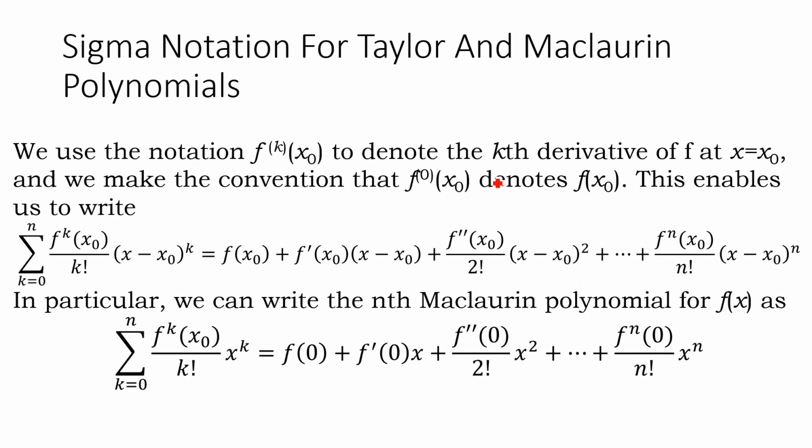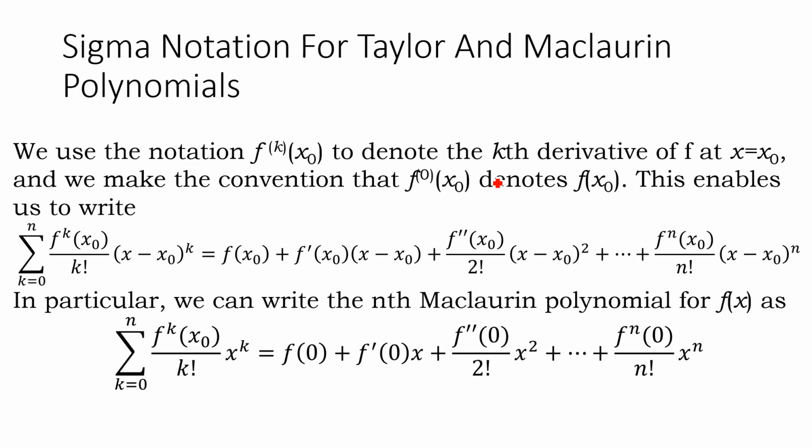This enables us to write the summation of the kth derivative of f at x sub 0 over k factorial times the quantity x minus x sub 0 raised to k, from k equals 0 to n, which is equal to f of x sub 0 plus the first derivative at x sub 0 times x minus x sub 0, plus the second derivative at x sub 0 over 2 factorial times the squared quantity of x minus x sub 0, plus so on, plus the nth derivative at x sub 0 over n factorial times the quantity x minus x sub 0 raised to the power of n.